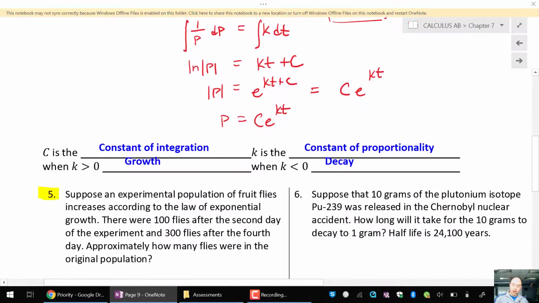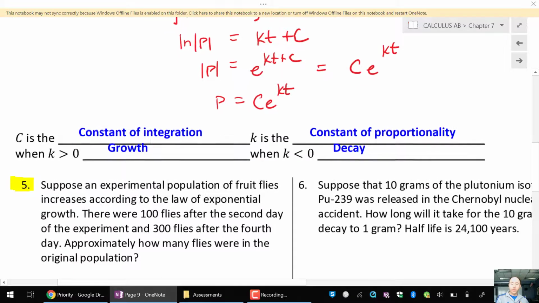Now, some parameters to just note here. Don't confuse the C and the k in these exponential growth applications. C is that constant that comes from integrating, but lowercase k is the constant that comes from the definition of the rate of change. In this case, it's the constant of proportionality. And in growth versus decay parameters, when k is positive, we have exponential growth. When k is negative, we have exponential decay.